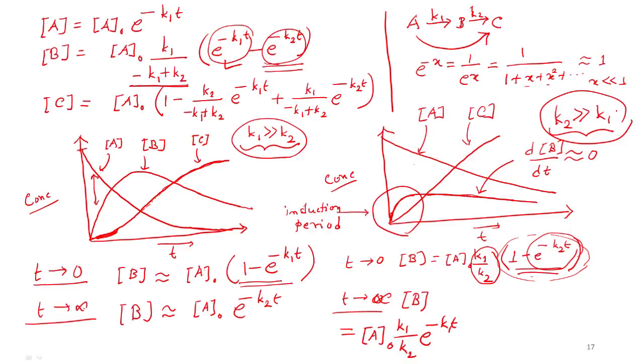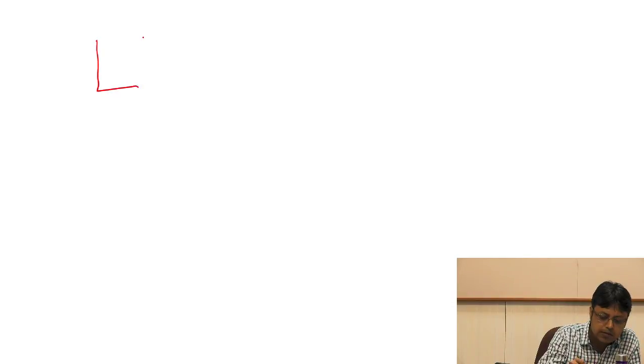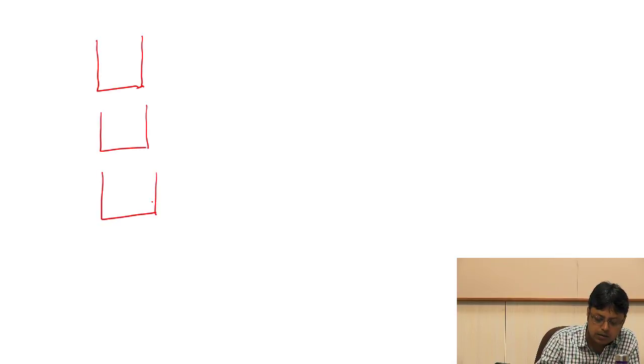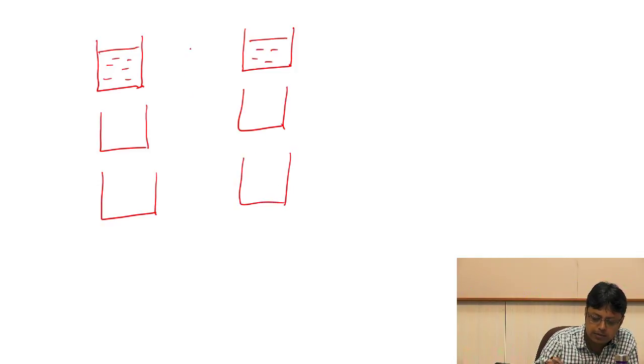So thus we see that the nature of the curves in a consecutive reaction varies greatly if you take k1 much, much greater than k2 or k2 much, much greater than k1. And we can now have a very interesting analogy between these two rates. So what is happening? Suppose I have a bucket. I have actually 3 buckets, and suppose this is A. Initially I pour some water here, and then the bucket B and bucket C are empty. This is A, this is B, this is C.